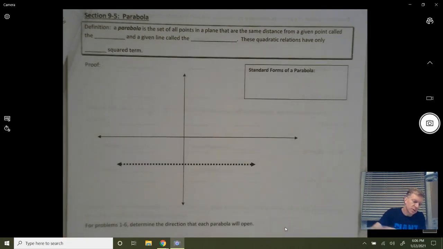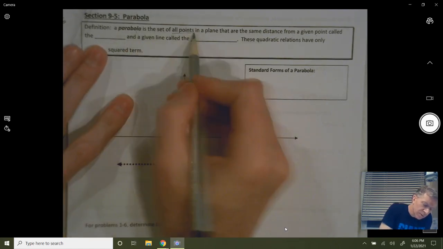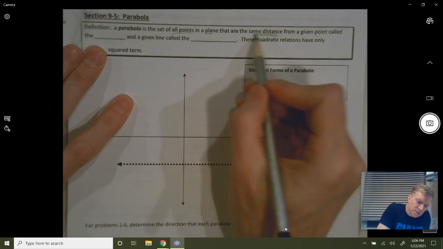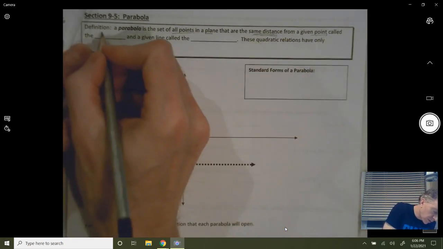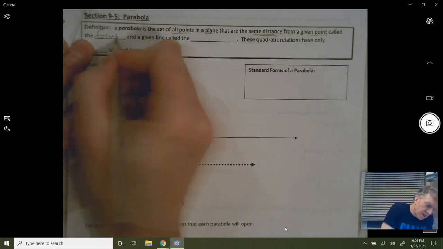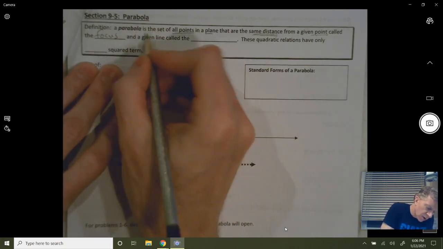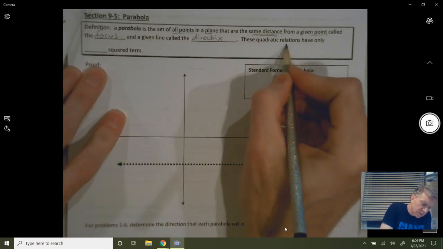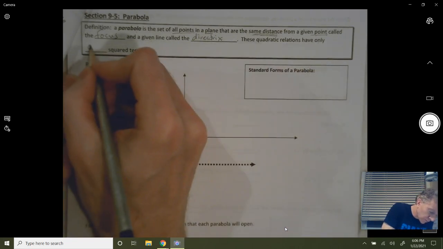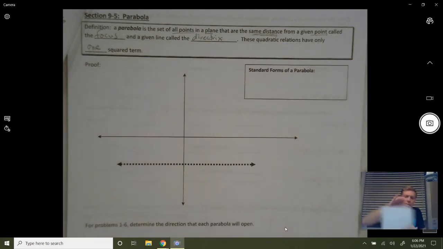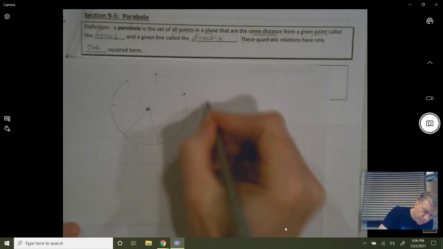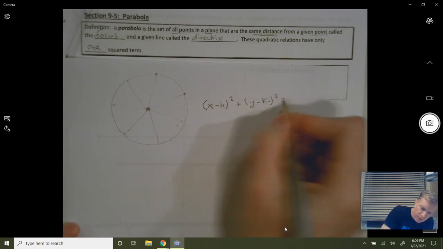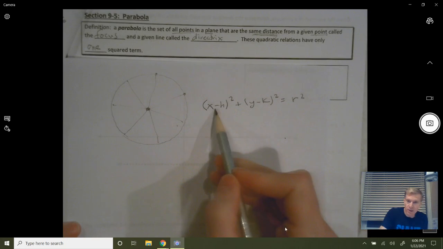Okay, so our geometric definition of a parabola, it's the set of all points in a plane that are the same distance, not just the same distance from a point, but the same distance from a given point, which we call the focus, and a given line, a fixed line, called the directrix. Okay, these quadratic relations have only one squared term. So remember, the equation for a circle was x minus h squared plus y minus k squared equals the radius squared. Okay, you had an x squared and a y squared, always.